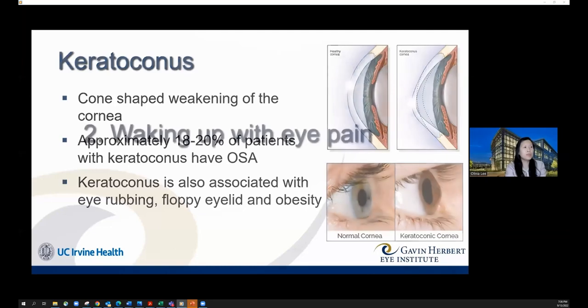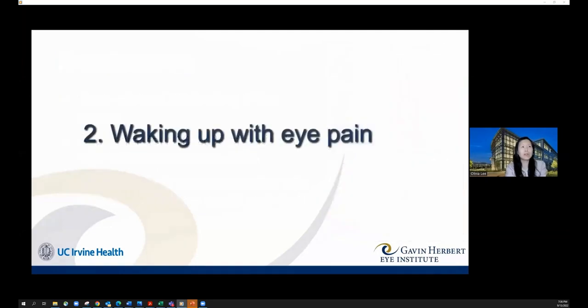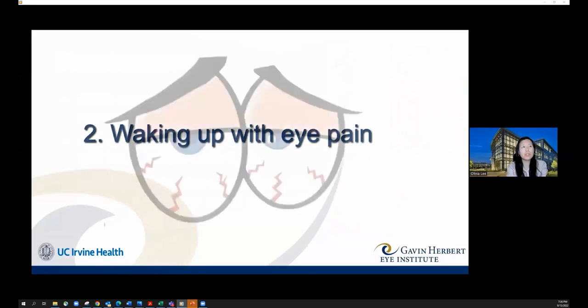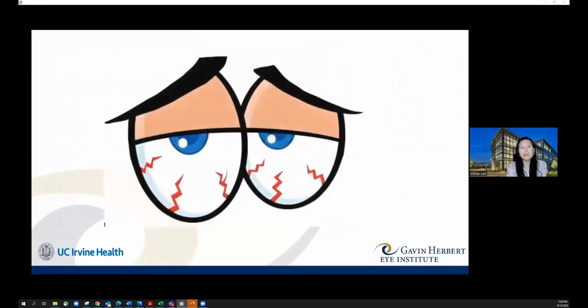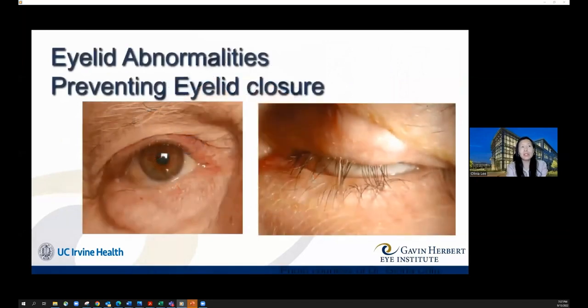Now I'd like to move on to the next topic, which is what I call waking up with eye pain. So a lot of people feel better when they wake up and they have less redness, less pain. But there are some people who feel like when they wake up, they feel the worst. And so why would that be? Why would you wake up with your eyes feeling more painful, more irritating, more red in the morning when you wake up? One possibility is that there's an eyelid abnormality preventing complete closure of the upper and the lower eyelids.